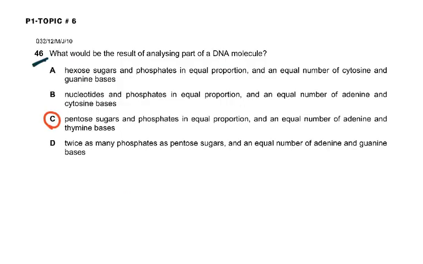Last question, 46. What would be the result of analyzing part of a DNA molecule? So now you read all of them very carefully. Hexose sugars and phosphates in equal proportion and an equal number of cytosine and guanine bases. No, how can there be an equal number of cytosine and guanine bases? There's adenine, thymine, there could be 10 ATs, 5 GCs. There could be 80 ATs, and then there could be maybe 10 GCs.